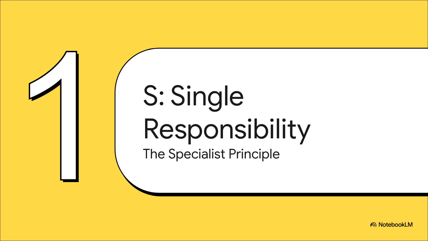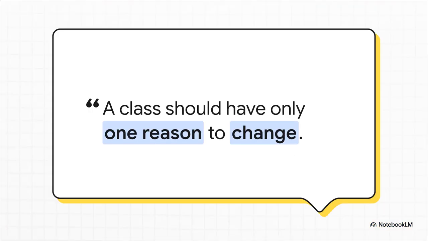Okay, first up, we've got S. This stands for the Single Responsibility Principle. But I like to think of it as the specialist principle. It just makes more sense, and you'll see why in a second. It's all about focus. So the official rule is, a class should have only one reason to change. Simple, right? But what does that actually mean? It means every single class, every little piece of your code, should have one and only one job. When a class starts doing too many things, that's when it gets messy and becomes a magnet for bugs.